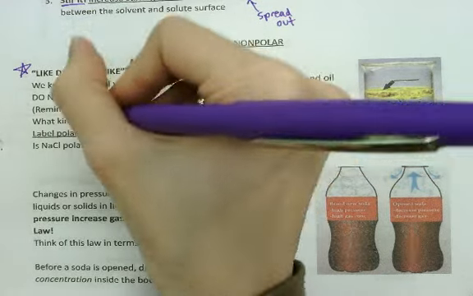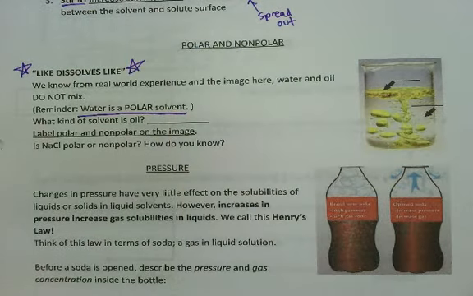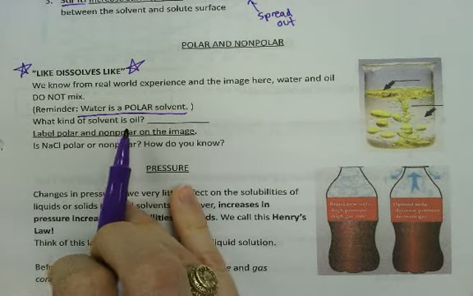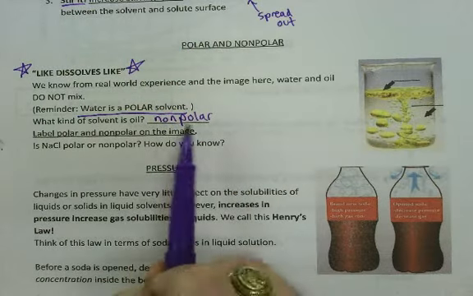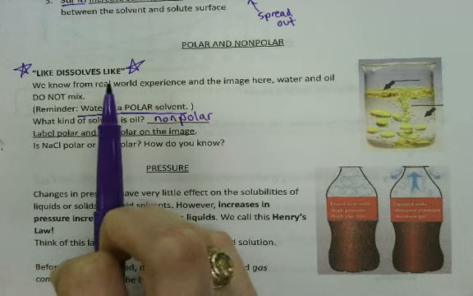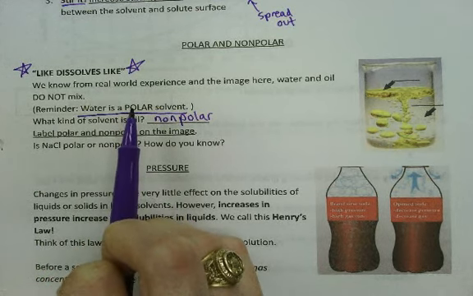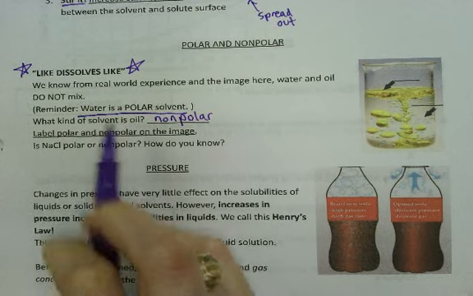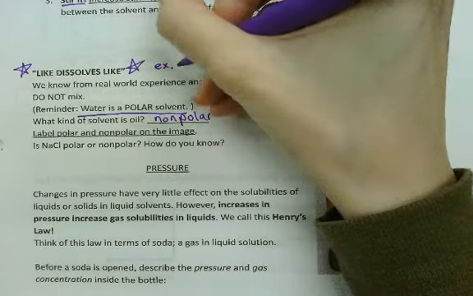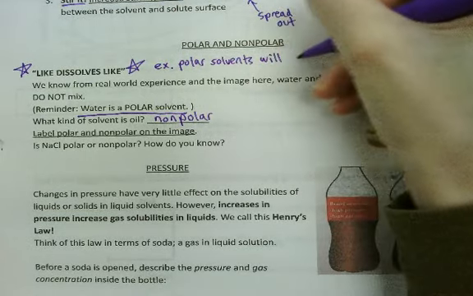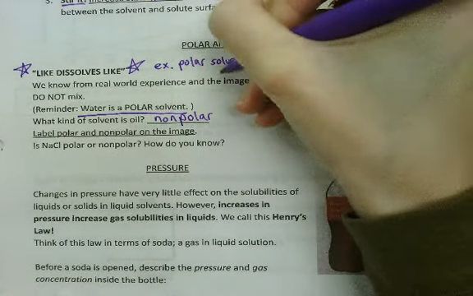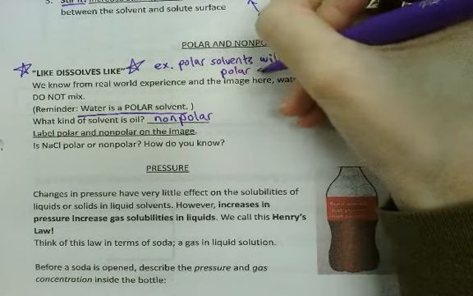So just a reminder, water is a polar solvent. It is one of the most common polar solvents that we use. For this reason, it is sometimes called the universal solvent. Oil is not polar. Oil is nonpolar. And I just told you that like dissolves like. What that means is that polar solvents will dissolve polar solutes. So let's even write that down. Polar solvents will dissolve polar solutes.